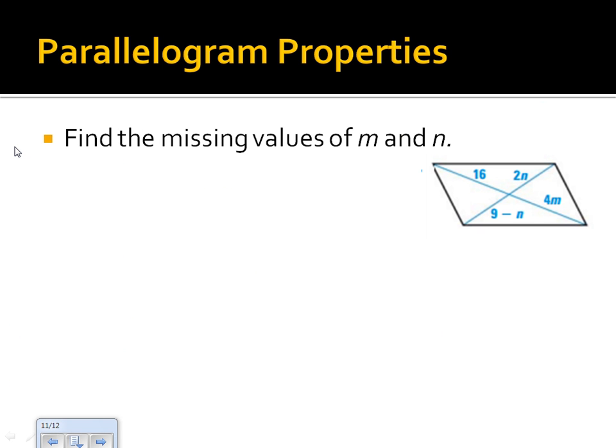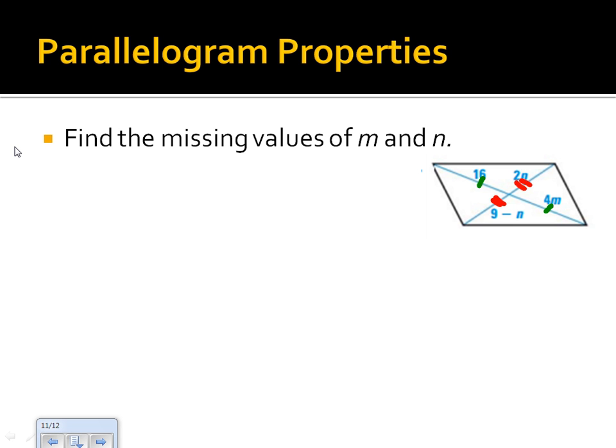Last part, what are those blue lines called? Diagonals. They're not bisectors necessarily. And what are they? They both bisect each other. I guess they are bisectors in this case. So if I mark this, the 16 is going to be congruent to which one? 4M. And this one's going to be congruent to 2N.